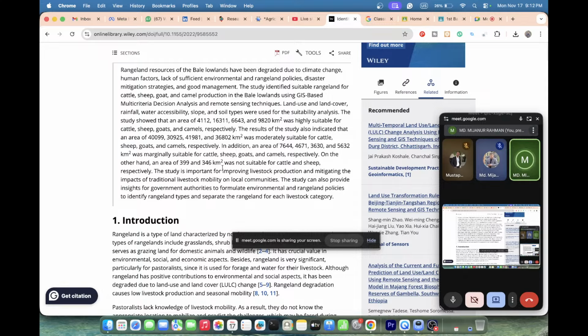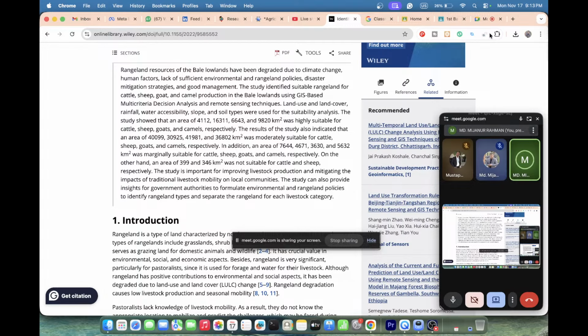So suitability analysis is a GIS based decision making process that evaluates multiple spatial factors and combines them to identify the most ideal location for a specific activity or land use. We use different types of factors, such as soil, slope, water availability, temperature, rainfall, vegetation, and land cover. We can use different factors for different purposes of suitability analysis.